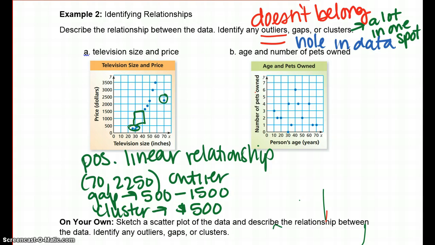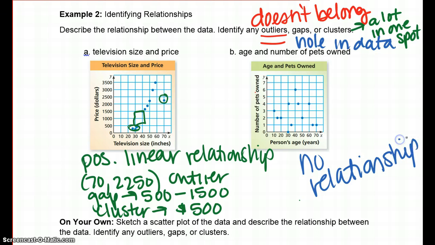And part B, this one appears there is just no rhyme or reason between the person's age and the number of pets they own. So I would say this has no relationship. And when it has no relationship, you don't worry about gaps, clusters, or holes in the data.